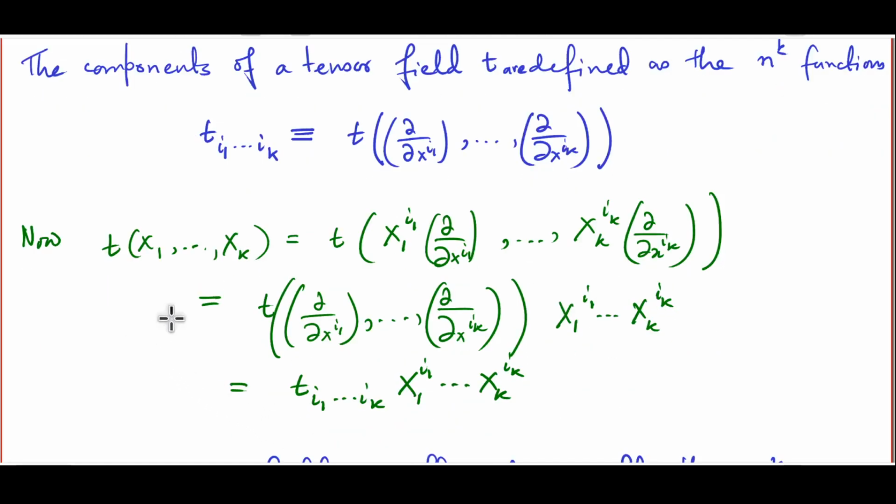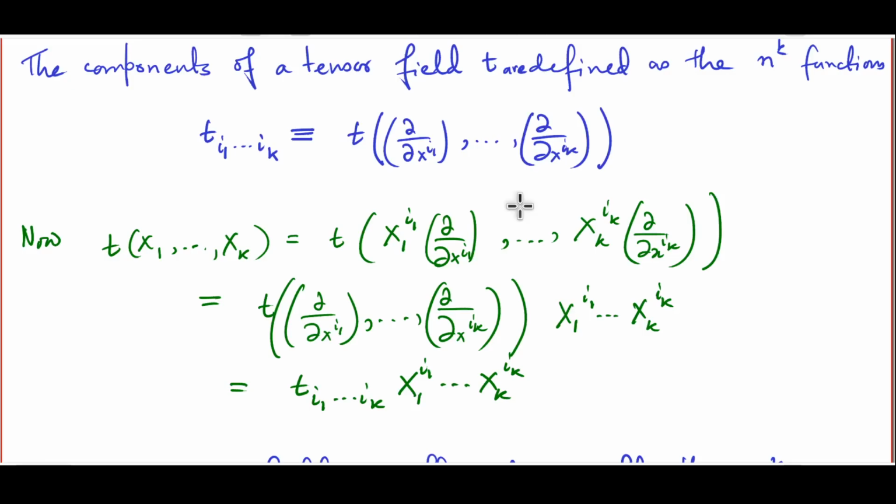And using these component functions, you can easily figure out what the resulting function will be when T acts on any bunch of vector fields. Note that x1 through xk are all vector fields, and they can all be expanded in terms of the local basis provided by the ∂/∂x^i's. So x1 can be written down as x1^i1 ∂/∂x^i1, x2 can be written down as x2^i2 ∂/∂x^i2. Similarly, xk can be written down as xk^ik ∂/∂x^ik.